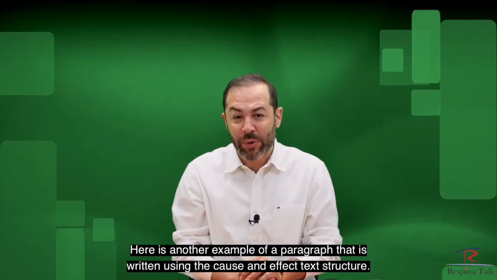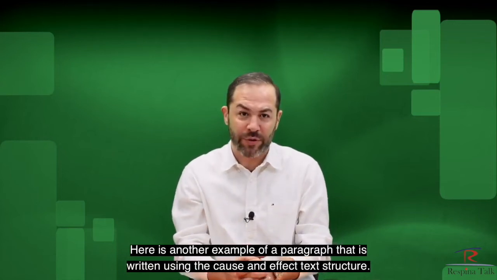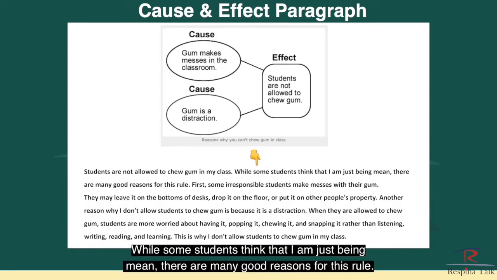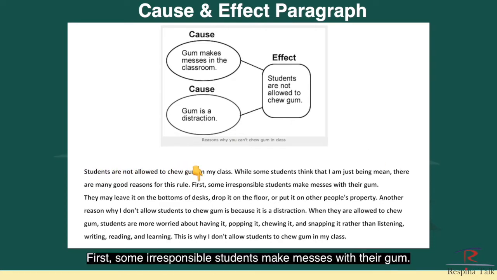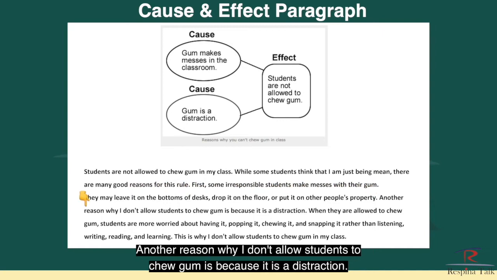Here is another example of a paragraph that is written using the cause and effect text structure. Students are not allowed to chew gum in my class. While some students think that I am just being mean, there are many good reasons for this rule. First, some irresponsible students make messes with their gum. They may leave it on the bottoms of desks, drop it on the floor, or put it on other people's property. Another reason why I don't allow students to chew gum is because it is a distraction.